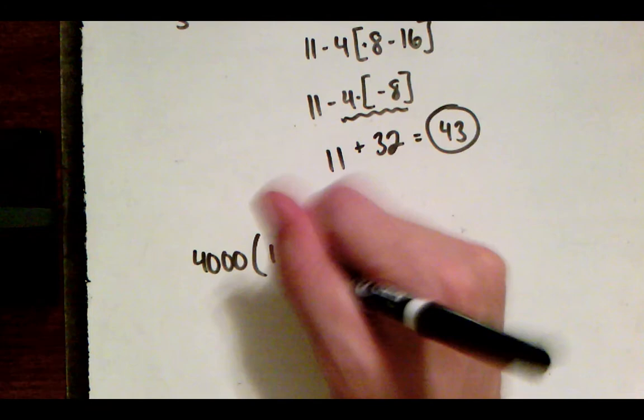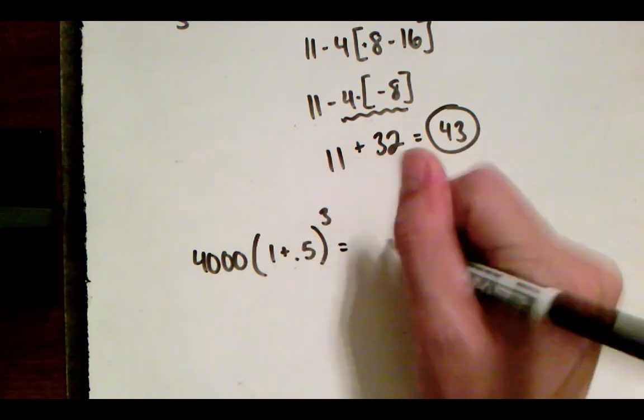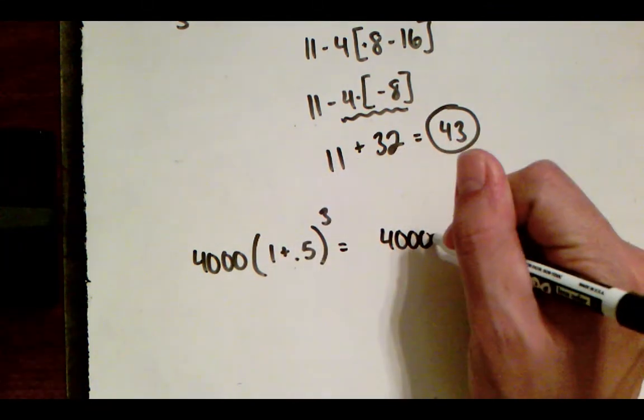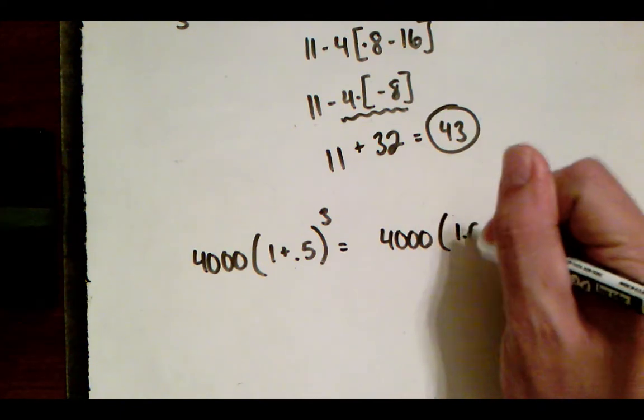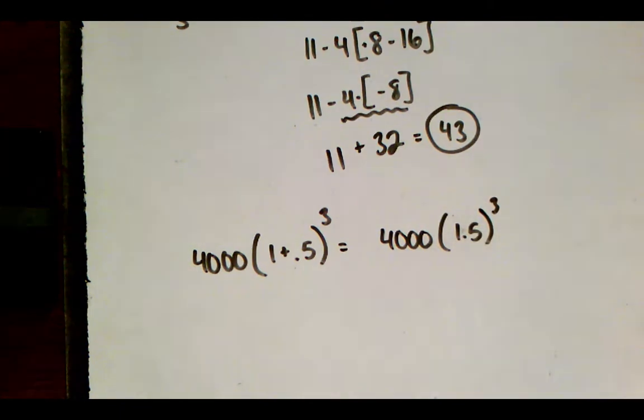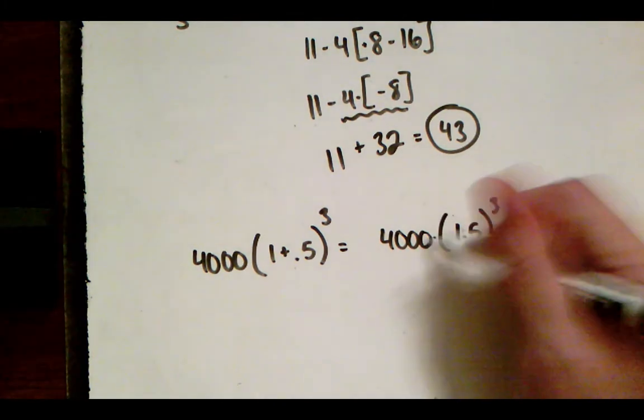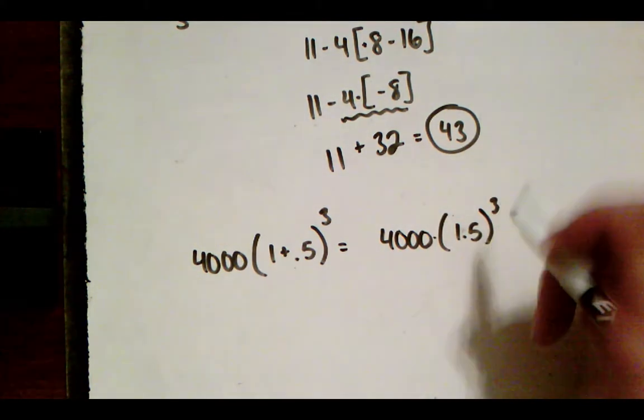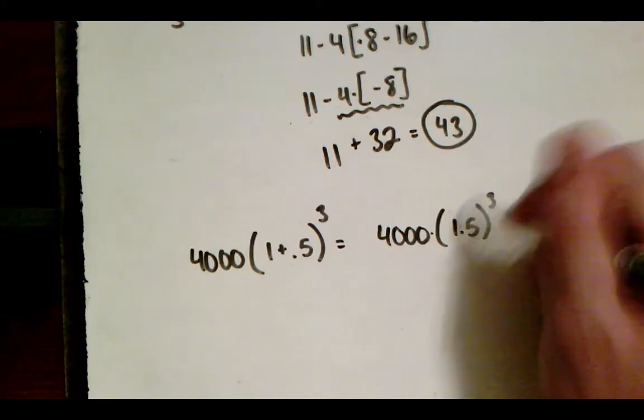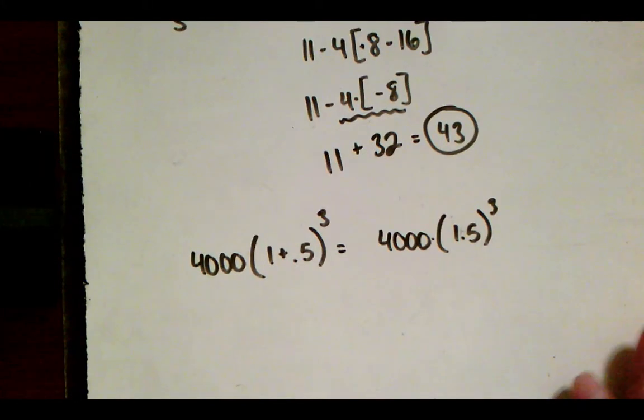So the first thing we do is we combine 1 and 0.5, and so everything else stays the same. We have 4,000 times 1.5 raised to the third power. Again, we have multiplication on the outside here with 4,000 and the 1.5 to the third. Exponent should be the thing that we take care of next. So we're going to do 1.5 raised to the third power.